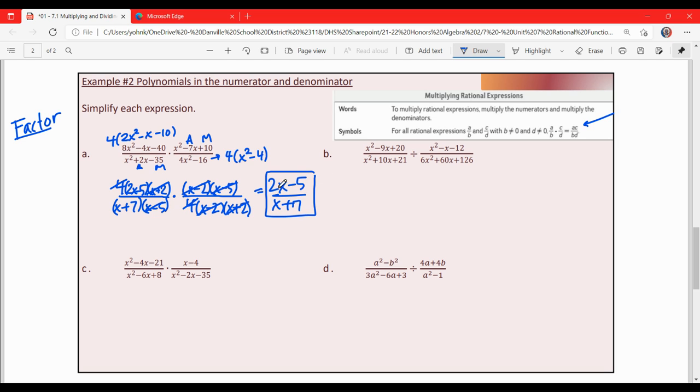And you cannot cancel the x's. So make sure that you remember that they're attached with the subtraction and the addition signs.